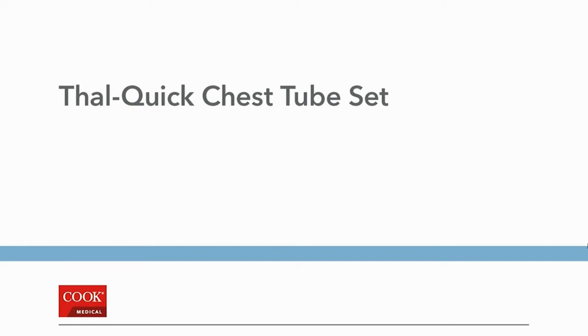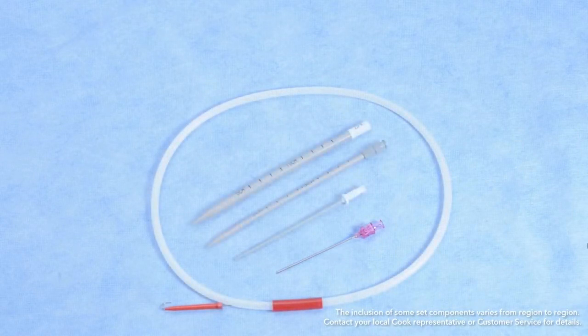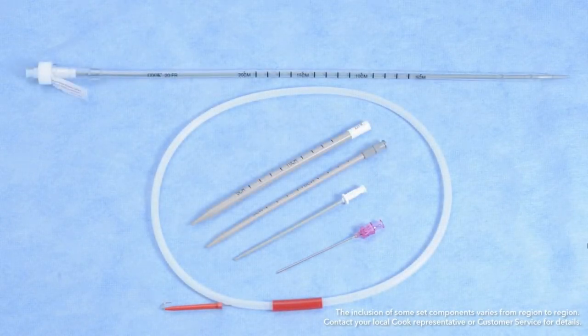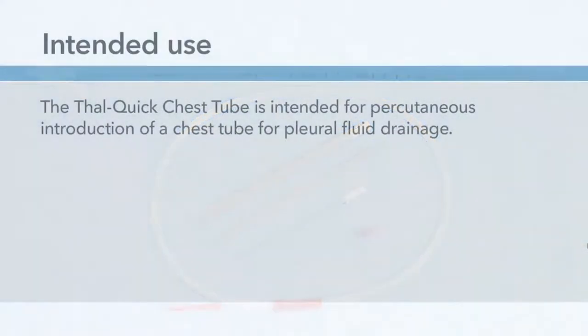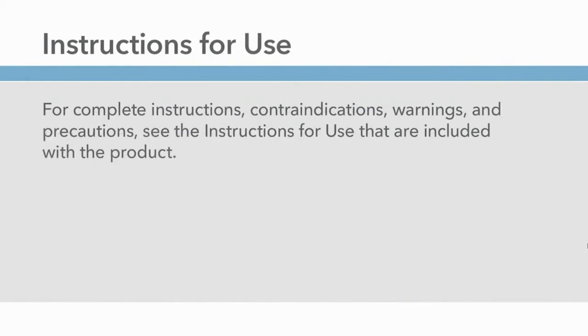The Thal Quick chest tube set consists of an introducer needle, a wire guide, dilators, a coaxial chest tube inserter, and a clear catheter with radiopaque strip. The Thal Quick chest tube is intended for percutaneous introduction of a chest tube for pleural fluid drainage. For complete instructions, contraindications, warnings, and precautions, see the instructions for use that are included with the product.